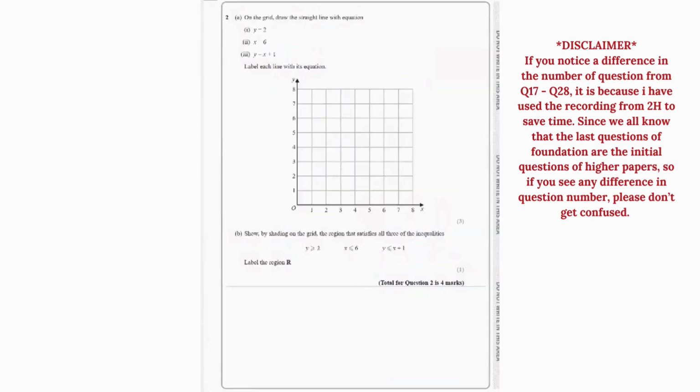Question 2 says, on the grid, draw the straight lines with the equations y equals 2, x equals 6 and y equals x plus 1. So y equals 2 is going to be a line that's passing through y equals 2. That is this one. This is your y equals 2 line. Then x equals 6 is going to be a line that's passing through x equals 6, which is going to be this vertical line.